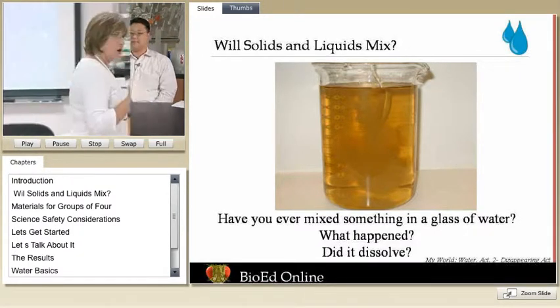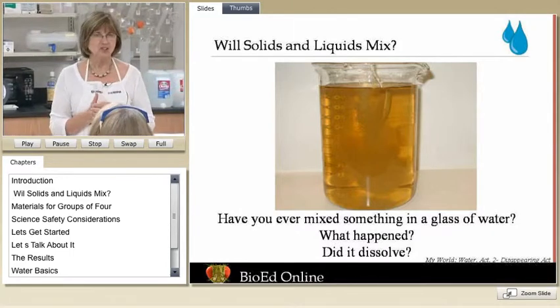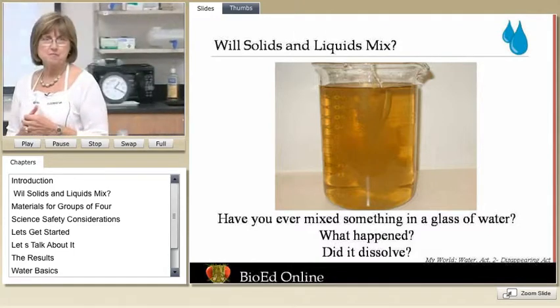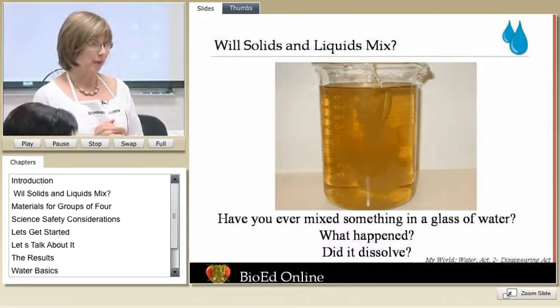What does dissolve mean? What does dissolve mean to anybody? To break down. Break down in what way? Big particles to small particles. Big particles go into small particles.